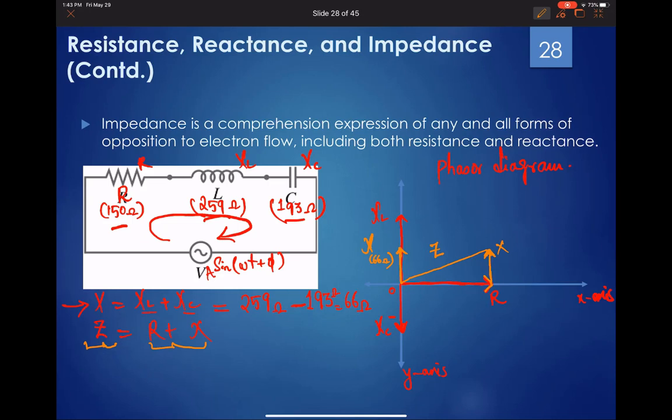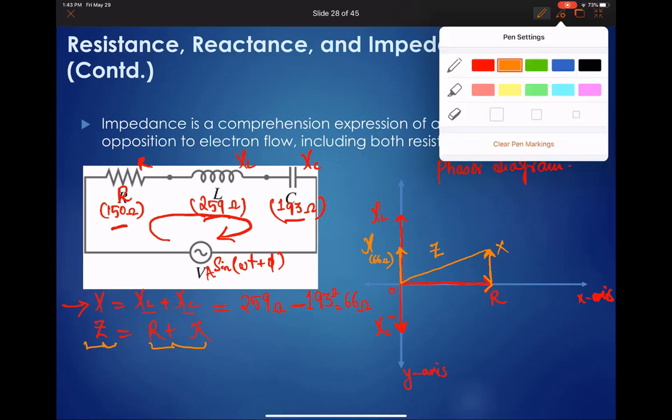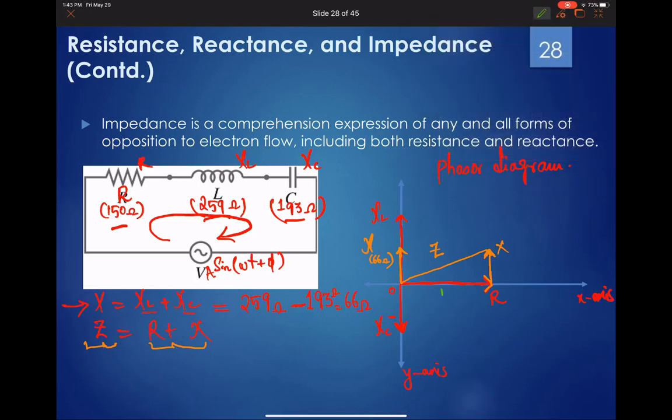Now what does the Pythagorean theorem suggest? This represents the base, this represents the vertical perpendicular, and this represents the hypotenuse, which is basically our impedance. So hypotenuse squared equals perpendicular squared plus base squared, correct? That's what the Pythagorean theorem is. If I take the square root, then h equals the square root of p squared plus b squared.